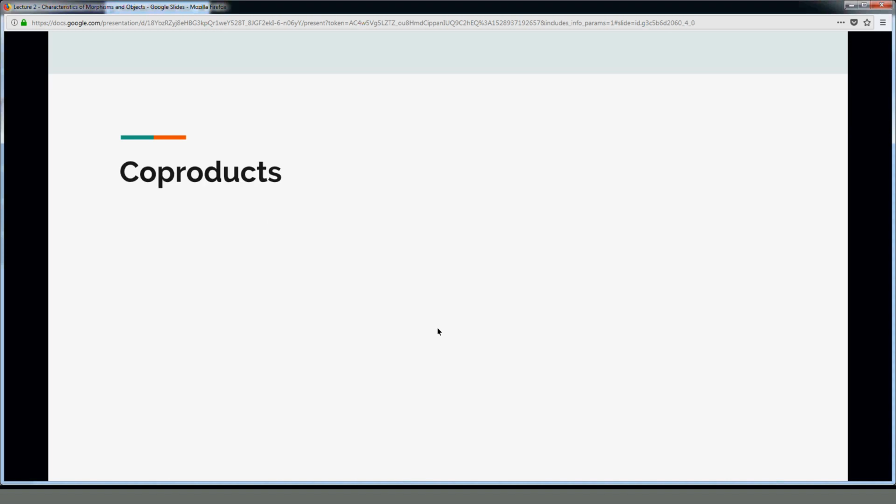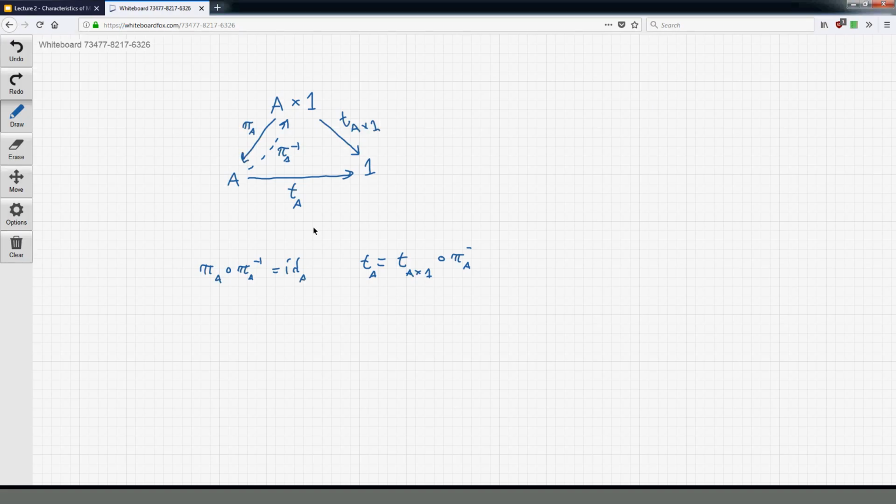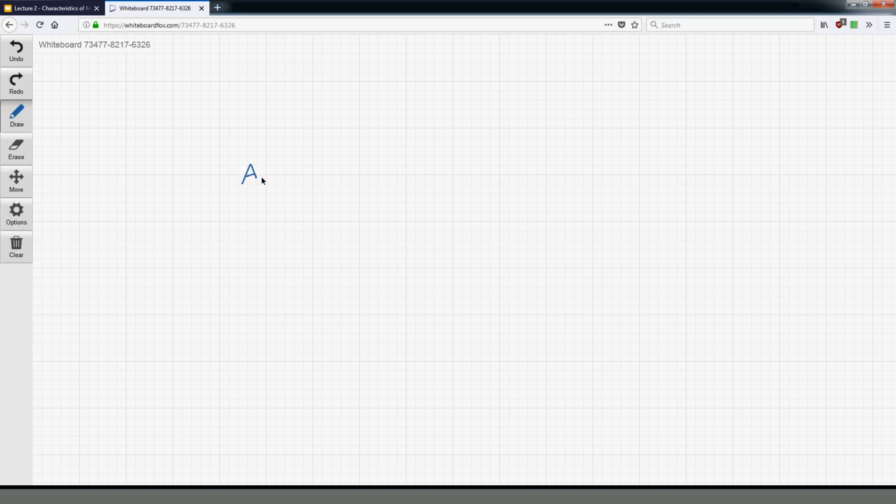Now let's talk about the dual of the product, the coproduct. This is basically the same thing as the product, but with the arrows reversed. So let's draw it out. I'm going to use a plus sign to note this, and you should be figuring out that any object plus the initial object, 0, should be isomorphic to that object. And this diagram commutes, right?